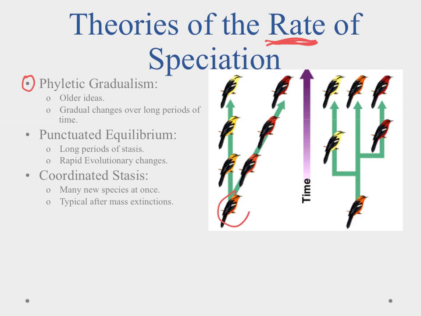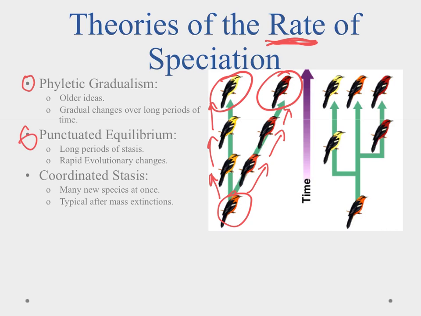So we start off with an ancestral species, and then all of a sudden there's a little shift where some might want to be darker and some might want to be lighter. Over time, we'll see some intermediate species, and then finally we end up with our two modern species, which are distinctly different colored and different species. So it's just a slow, gradual change. And that's what phyletic gradualism is.